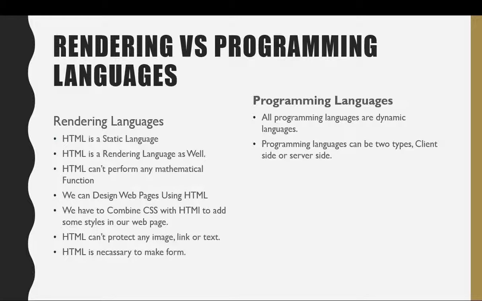Programming languages can be of two types: client side or server side. A client side language interacts with the client's computer, and a server side language like PHP or ASP interacts with the server. A programming language can perform mathematical operations, unlike HTML or a rendering language. For example, if you put 1 plus 1 or 2 plus 2, a programming language gives us the result, 4. Unlike that, if you put 2 plus 2 in HTML, then you will get 2 plus 2, not 4.